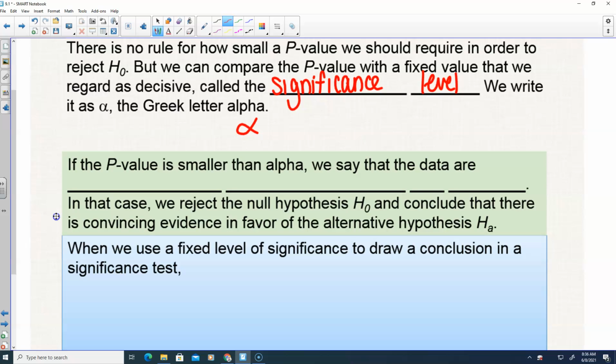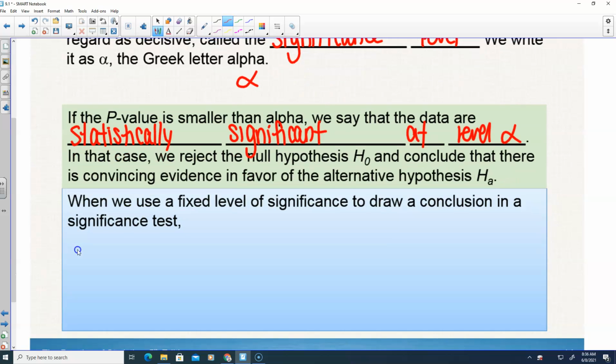So if the p-value is smaller than alpha, then we're going to say that the data are statistically significant at level alpha. So it could be not statistically significant at a different level, which is why we have to specify at that level alpha. If it is statistically significant, then we reject the null and conclude that we have evidence to favor the alternative.